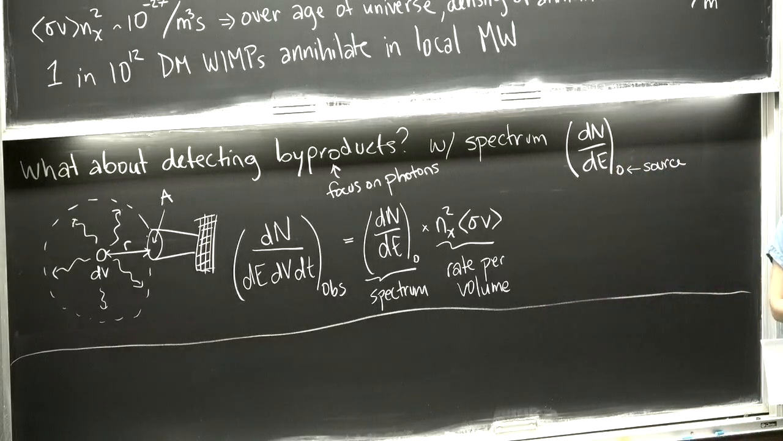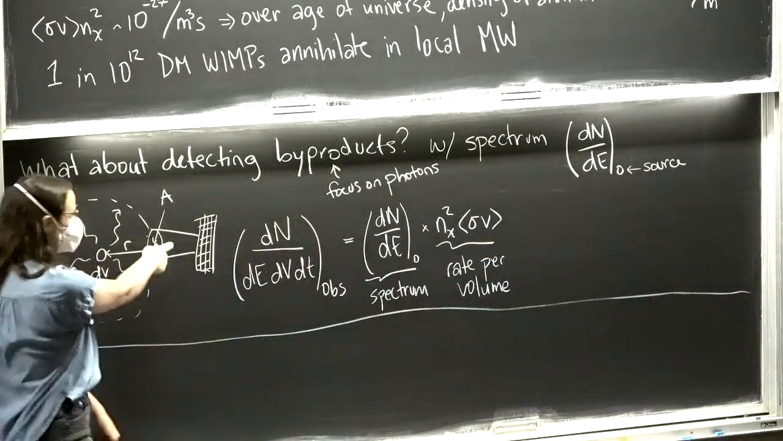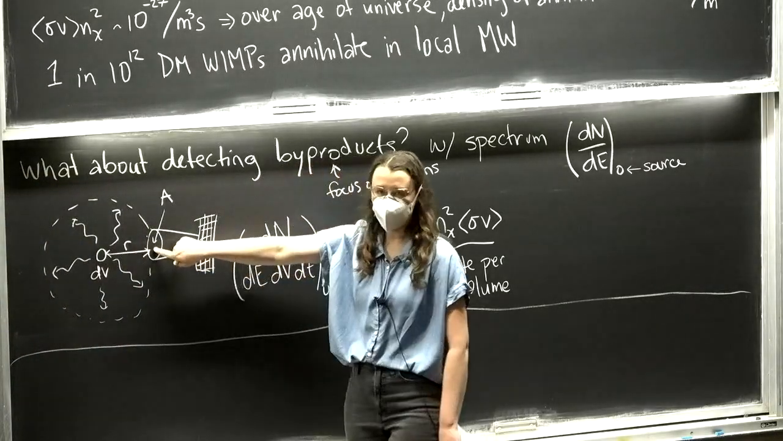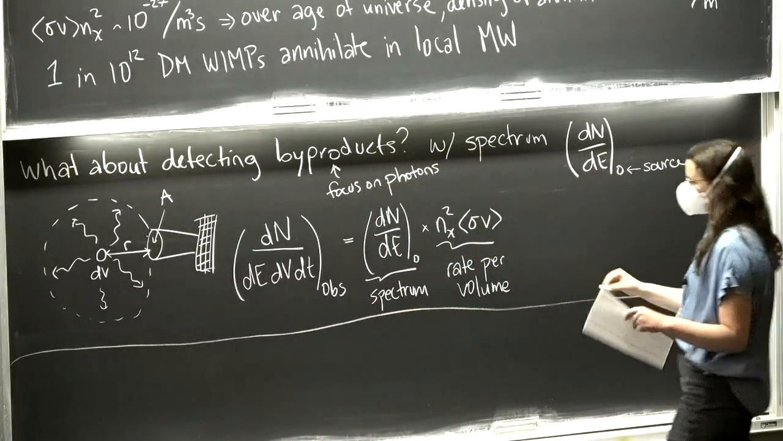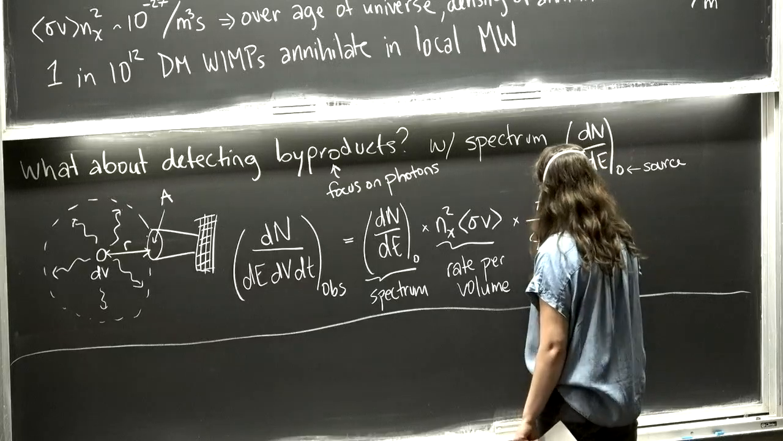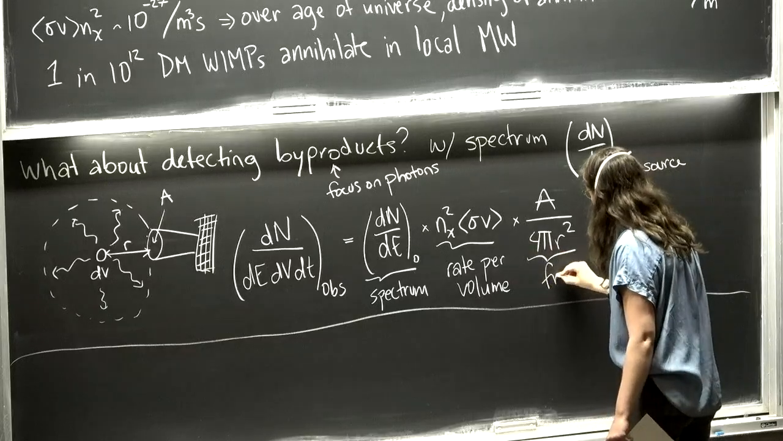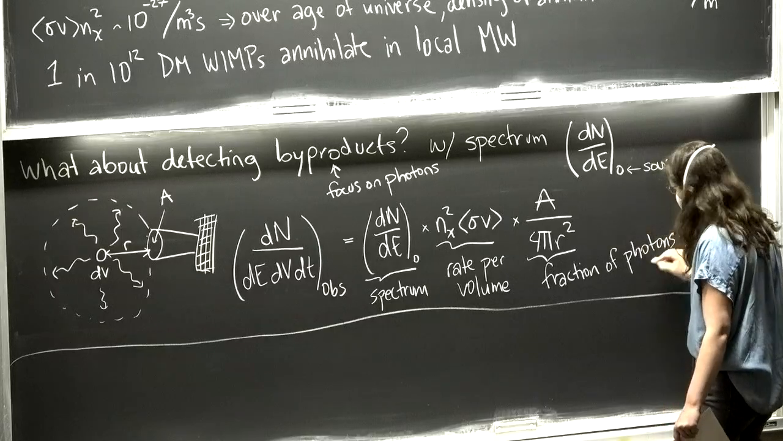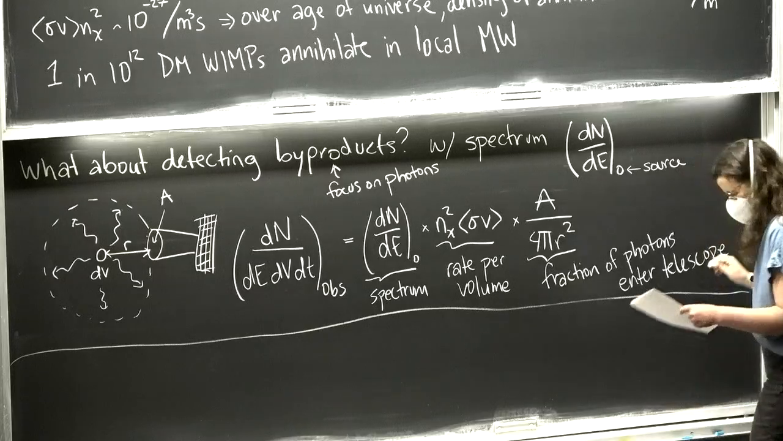Okay, so now this thing looks like it has the right dimensions, except I'm vastly overcounting because this would be what I could detect if I had a detector covering this entire imaginary sphere. But I don't. I only have this little area right here, A. So I pay the penalty for only having that fractional coverage. And that fractional coverage looks like A over 4 pi r squared. So this is the fraction of photons that enter my telescope.